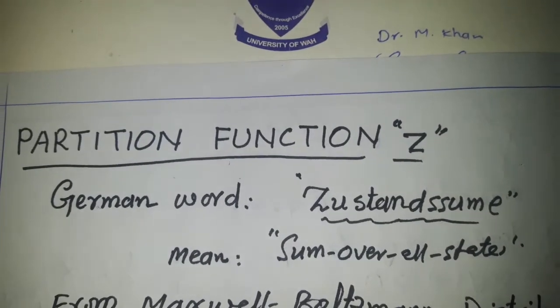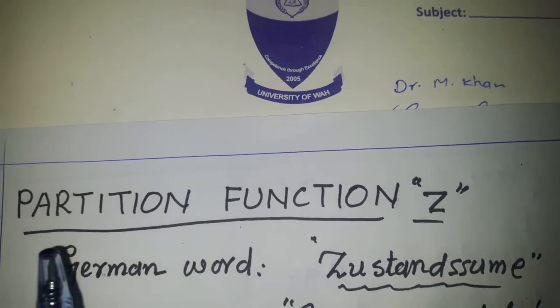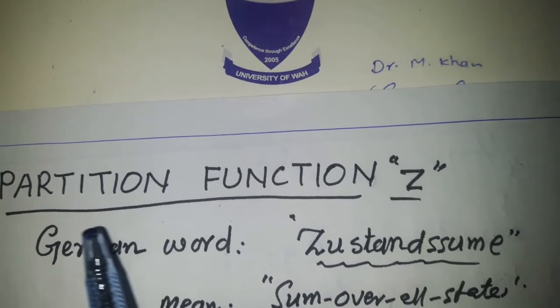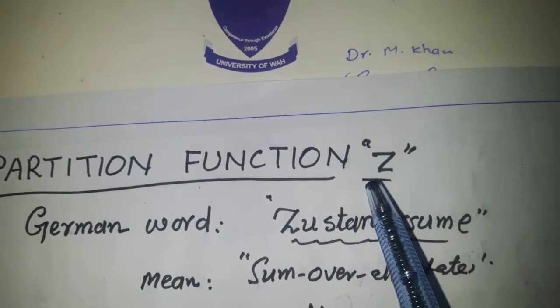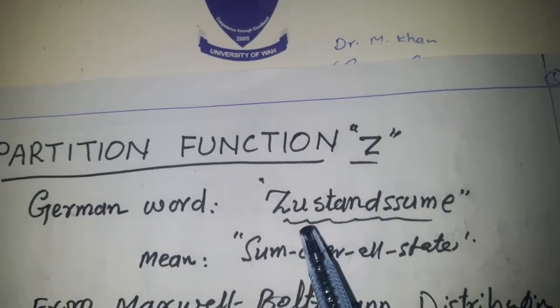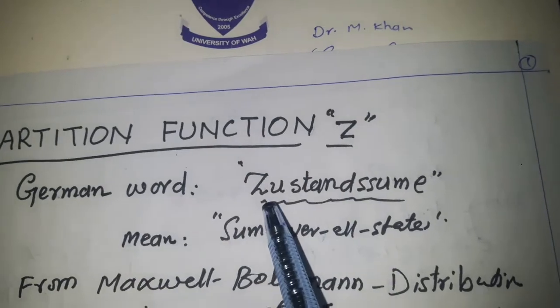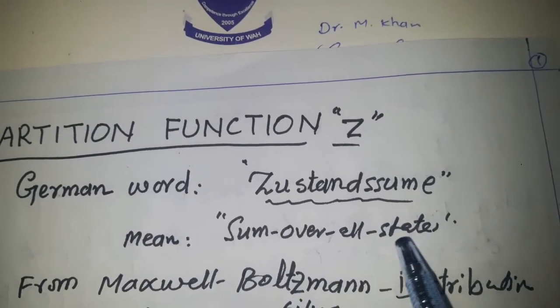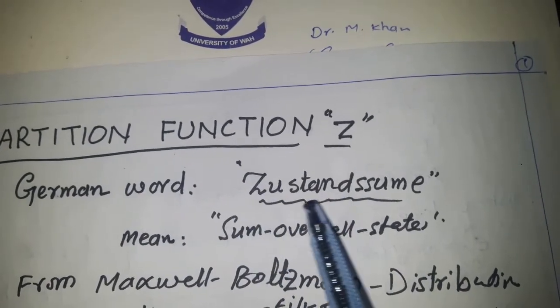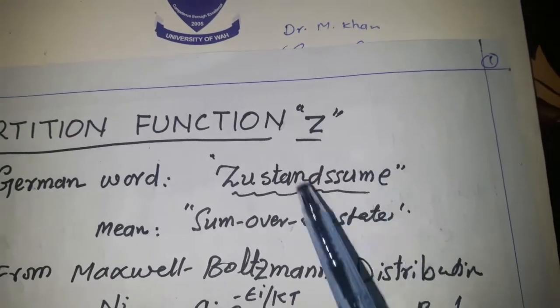Okay, so the topic for today's discussion is the partition function, and the partition function is represented by the symbol Z. The Z is taken from the German word Zustand, which means sum over all states. Stand means state and summa means sum over.